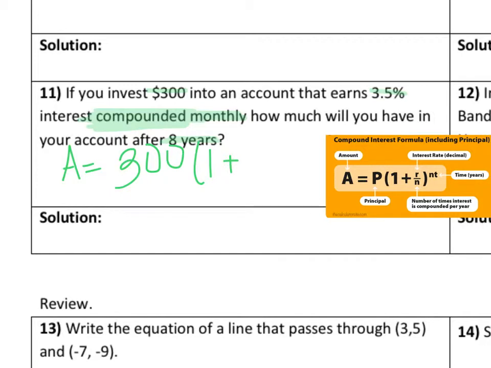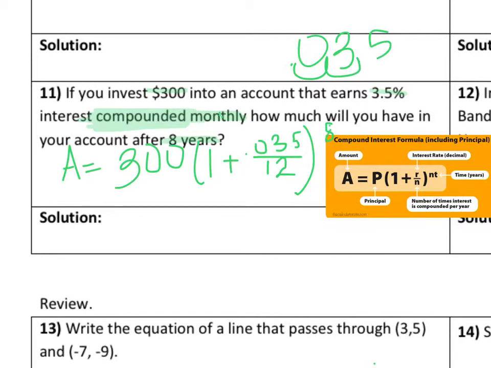There's always a rate. So if we had 3.5%, we're going to move the decimal 2 places to the left. It's really 0.035. And we're going to divide it by the number of times that it was compounded that year. So I see that it was compounded monthly, therefore I know that that happens 12 times a year. So that is my n, number of times that it's compounded. And I'm going to multiply it times the number of years, and in this case it's 8. And I'm also going to multiply that times the number of times that it was compounded. So I'm also going to do 8 times 12. So it's all raised to the 8 times 12.